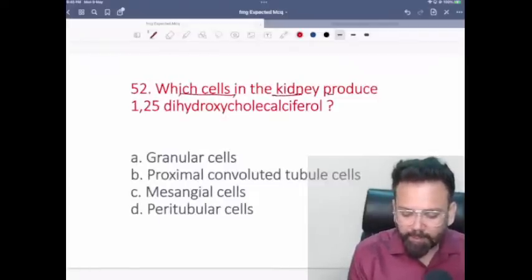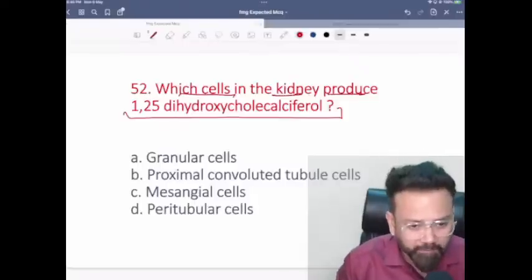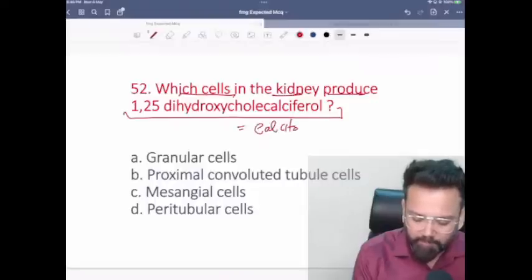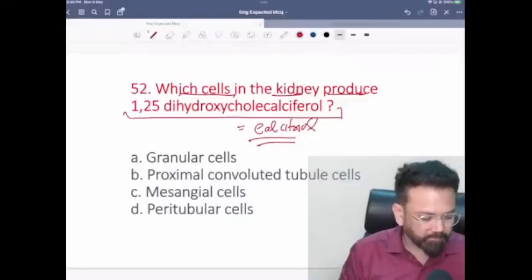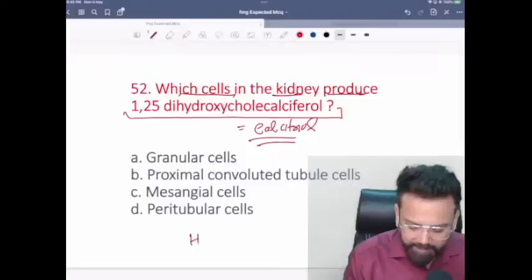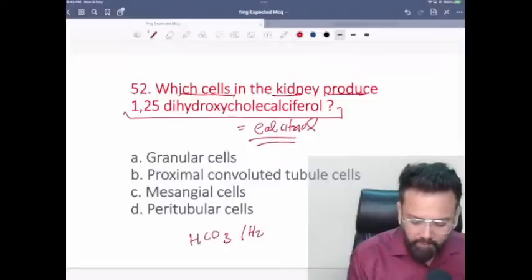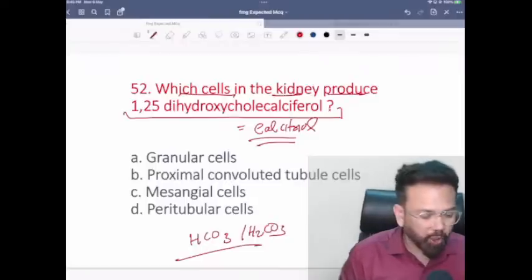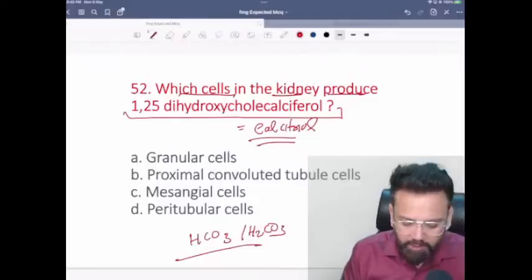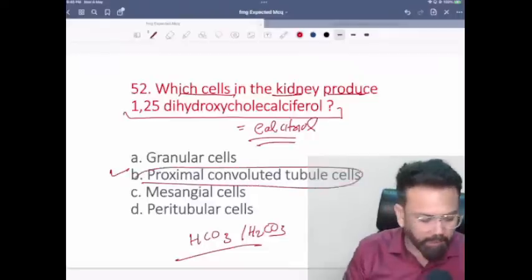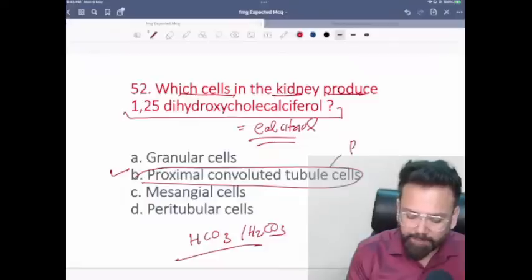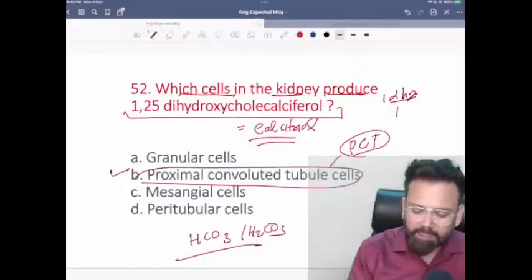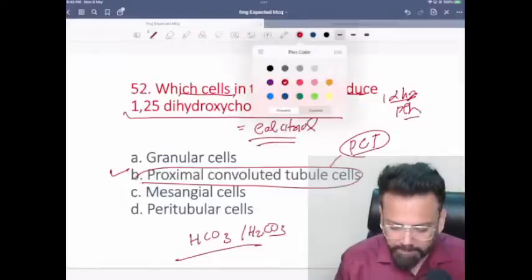Which cell in the kidney produces calcitriol? That is 1,25 dihydroxycholecalciferol, also called calcitriol. Yes, Akshay Jain, bicarbonate ion can be written in the form of acid as carbonic acid. Both are buffers. So vitamin D3, calcitriol, is an important hormone formed in the PCT because the PCT has 1-alpha hydroxylase. In the presence of parathormone, vitamin D3 is formed.